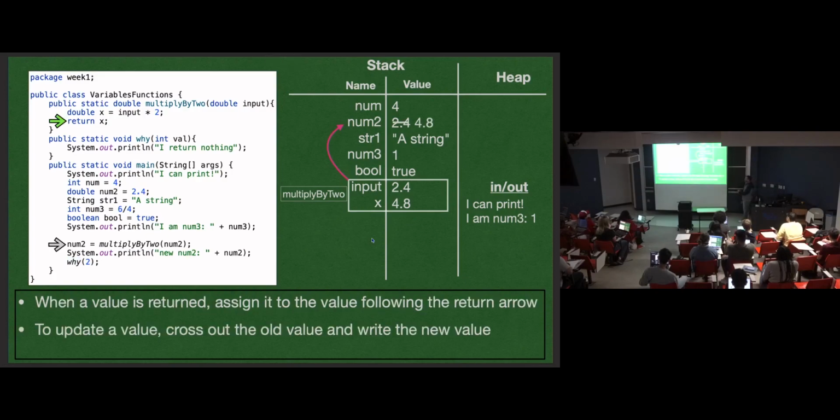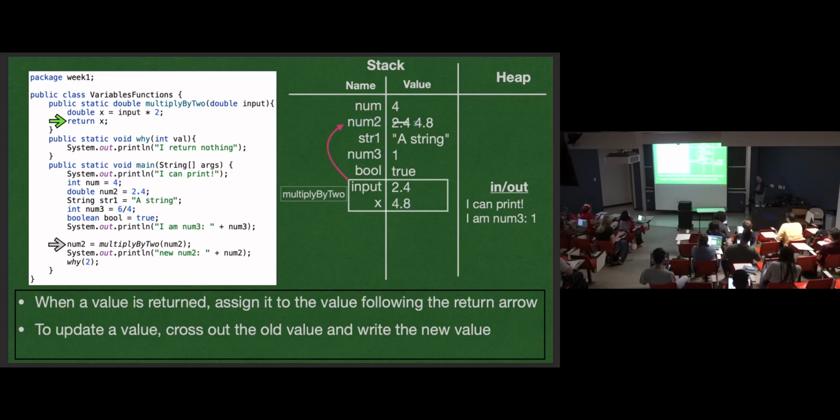When this method returns, well, actually, we're still talking about stack frames. When this method returns, we're going to return x. Once we return something, the method ends and returns that value back to the stack frame that called it, following the return arrow. So we follow the arrow, and we're returning x. Look up x inside the stack frame. It's 4.8. So 4.8 follows this arrow and is assigned to num2, just like we have in the code here.